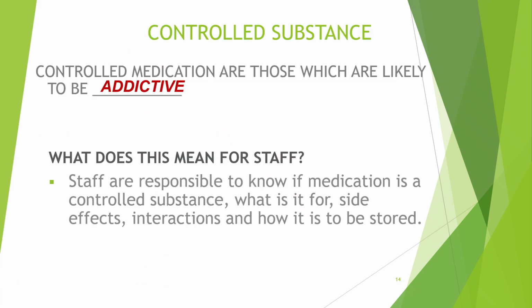Controlled substances. Controlled medications are those which are likely to be addictive. Examples of addictive medications are Ambien, Demerol, Valium, Xanax, hydrocodone, all of those that help people with certain behaviors. What does this mean to staff? Staff are responsible to know if the medication is a controlled substance, what it is for, what the side effects are, what the interactions are, and how it is supposed to be stored.